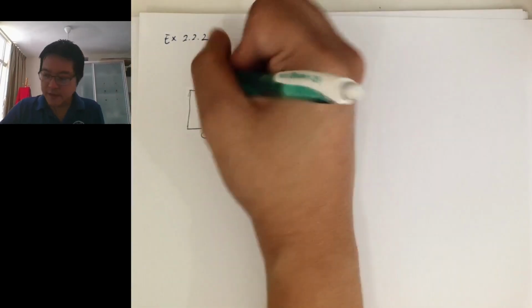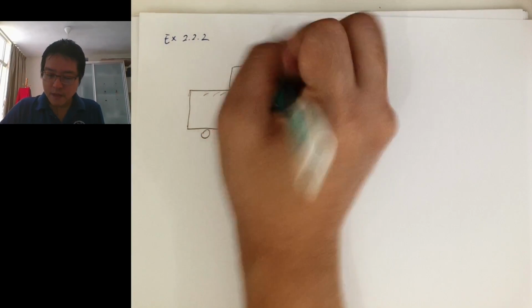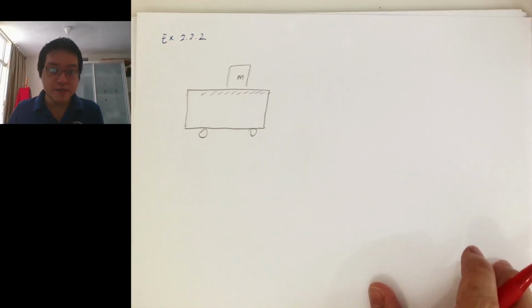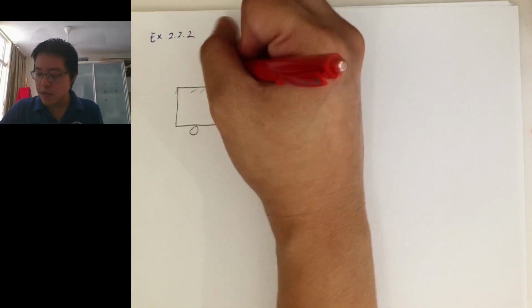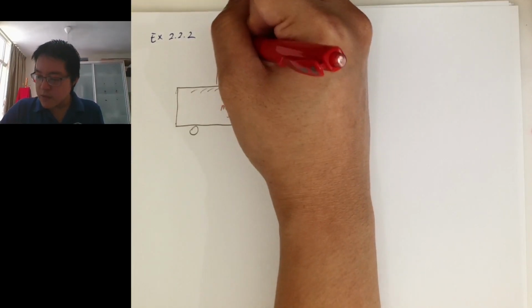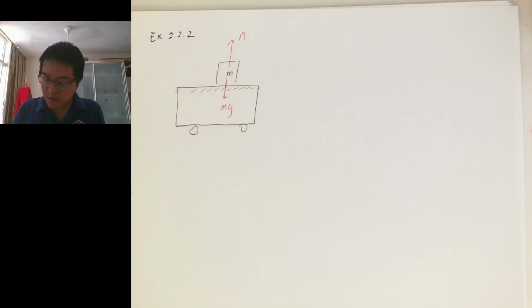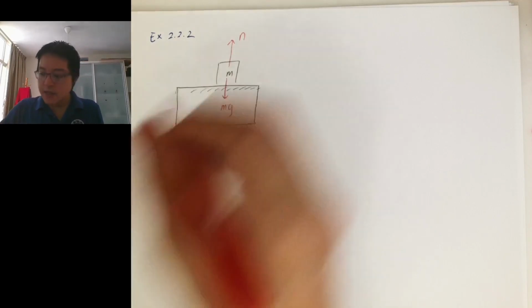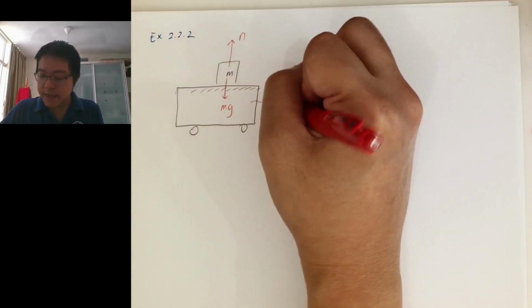So I have a box M over here on a rough surface. Let's try to draw the forces acting on this box. As always, there's mg, and a normal force, which I'm going to need later. Okay, and then what else? This whole system is accelerating at A.